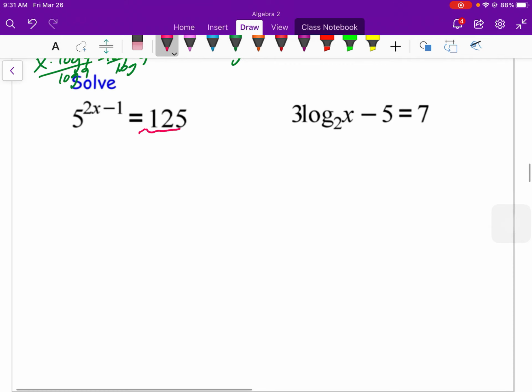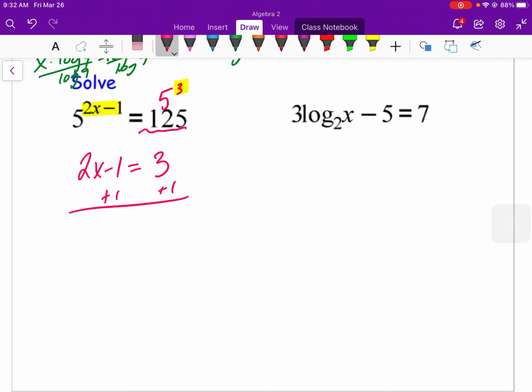In this one, I know that 125 is the same thing as 5 to the third power. If I rewrite that as 5 to the third, now my bases are the same, so I can set my exponents equal. So then I get 2x minus 1 equals 3, and then solve for x using my algebra skills. Add 1, divide by 2, I get x equals 2. Plug it back in, I get 5 to the third equals 5 to the third, so we're good there.